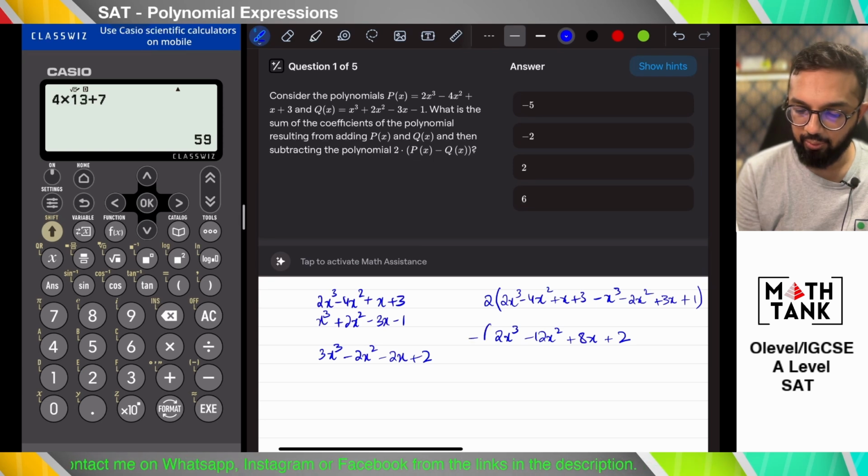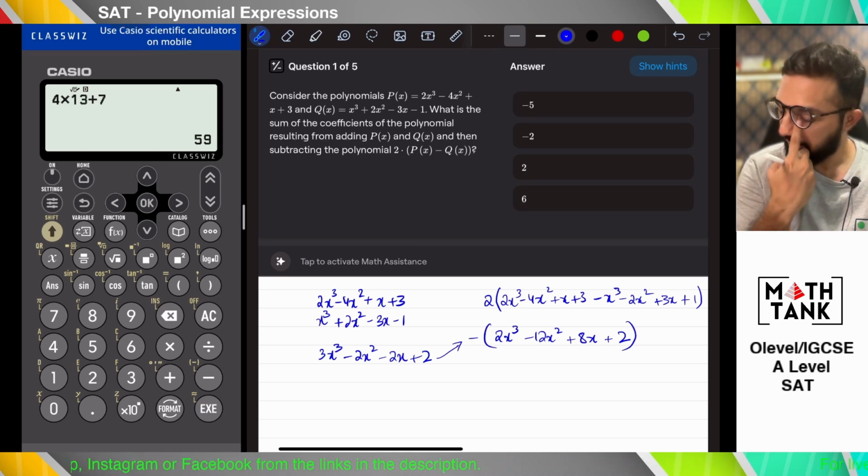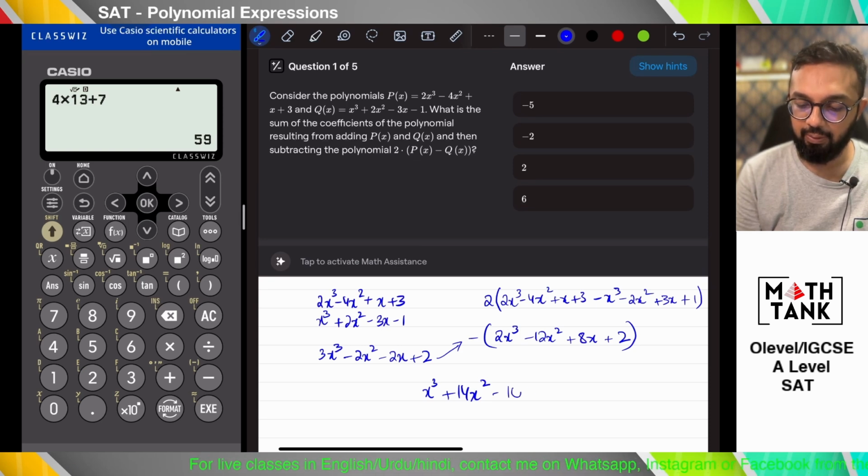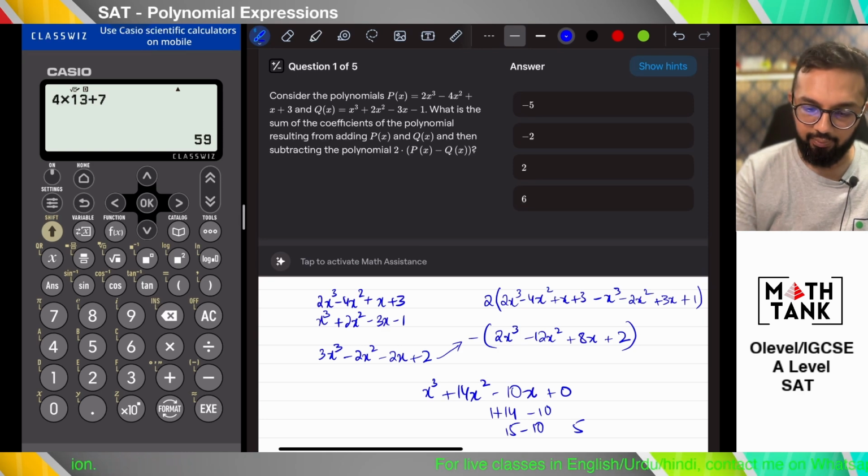Now I am to subtract all of this from this. Okay, so I get 3x cubed minus 2x cubed, that gives me x cubed, minus 2x squared plus 12x squared, that gives me 14x squared, minus 2x minus 8x gives me minus 10x, and plus 2 minus 2 gives me 0. So 1 plus 14 minus 10. 15 minus 10 gives me 5. Okay, we'll have to check our answers because I'm not getting a negative 5.